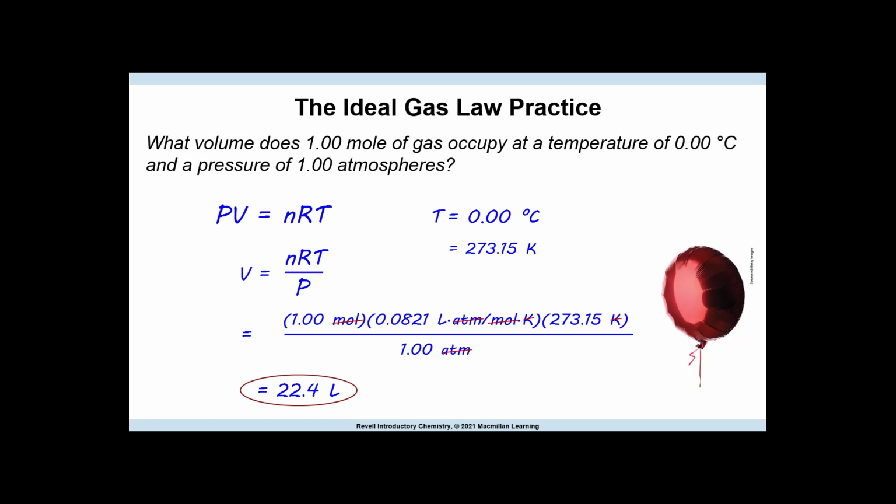And then we plug it all in. For the moles, it's 1 mole. For our gas constant, that never changes, so we're going to keep that. The temperature's plugged in, and then we have our pressure on the bottom. And that ends up giving us a volume of 22.4 liters. What was not specified here is that this temperature and pressure are standard temperature and pressure. It just didn't say it in this one.